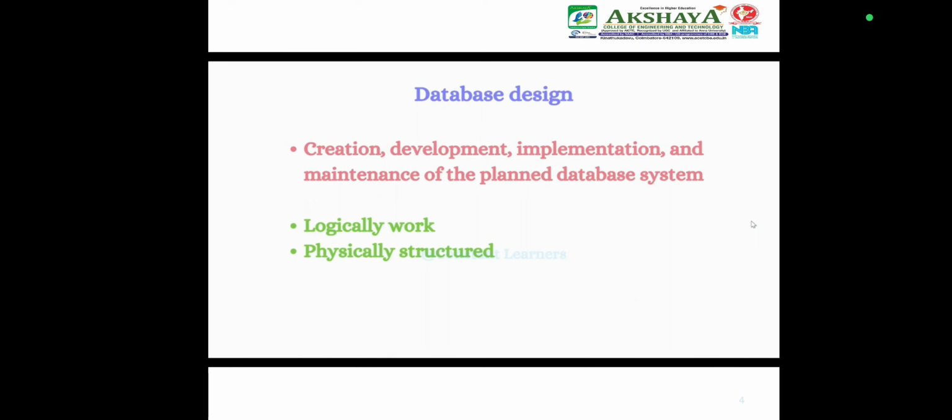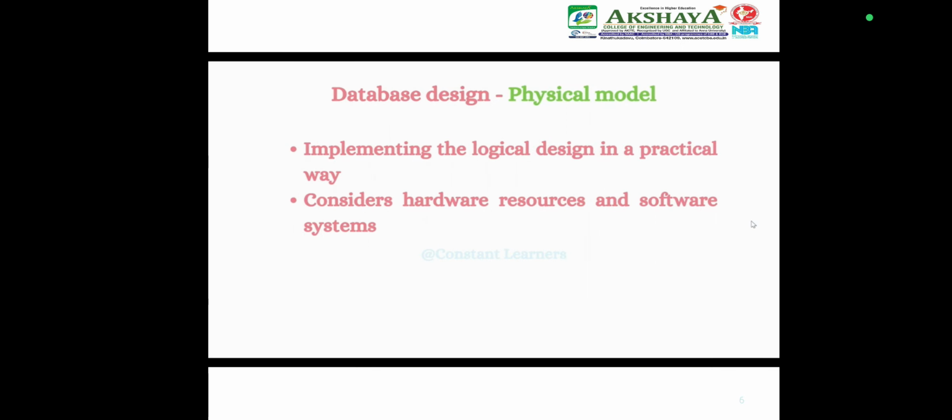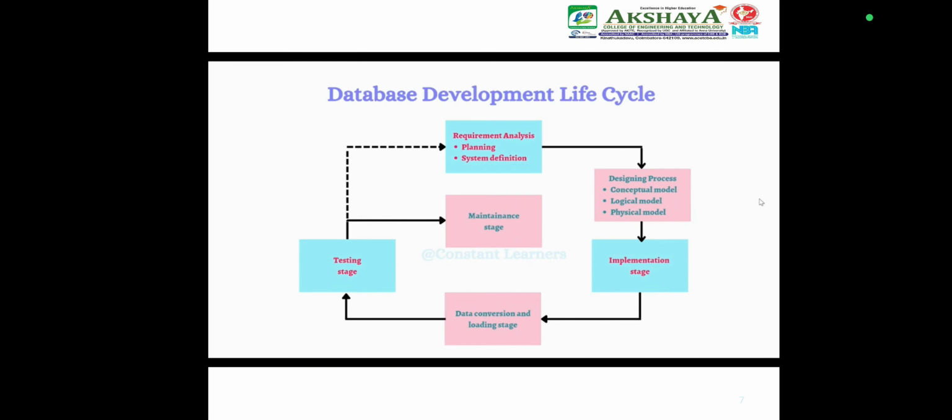It can be divided into two types. One is logical and the other is physically structured. Logical model: the logical model is used for understanding the data structure and how it should be organized, and it is a blueprint that does not depend on specific technical skills. Physical model: a physical model implements the logical design in a practical way, and considers hardware resources and the software systems.